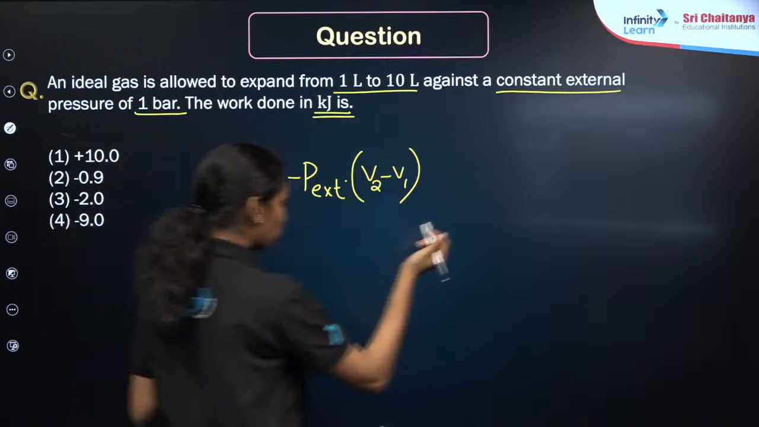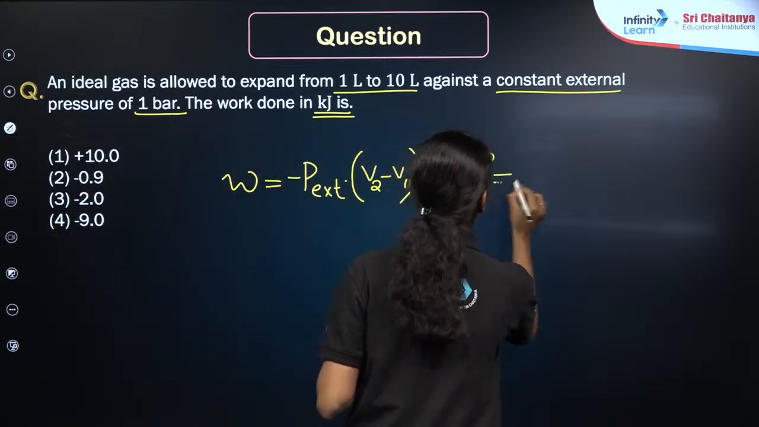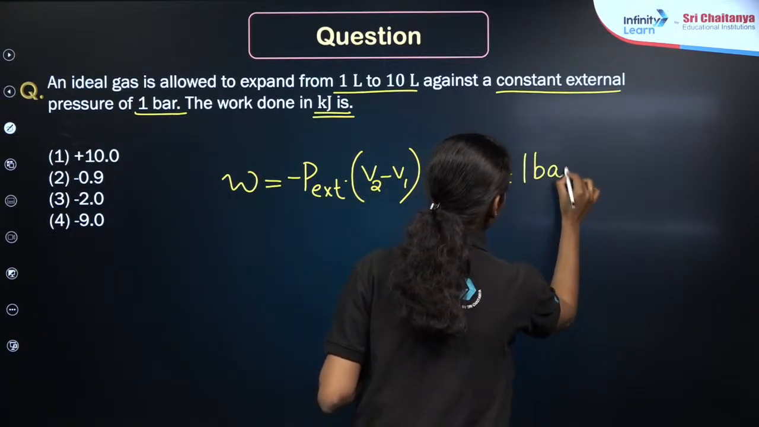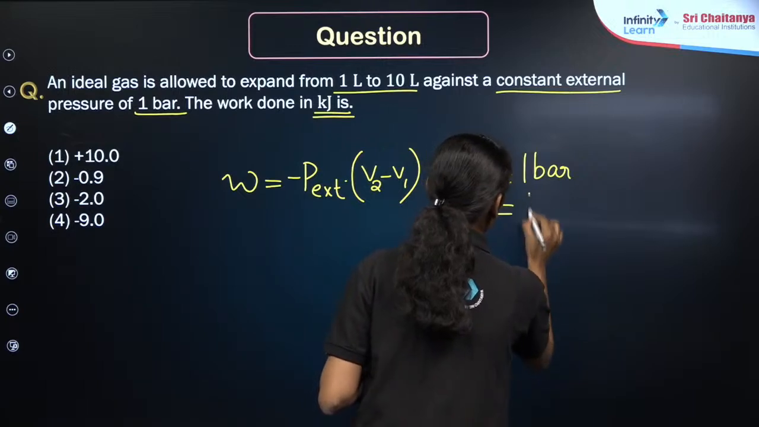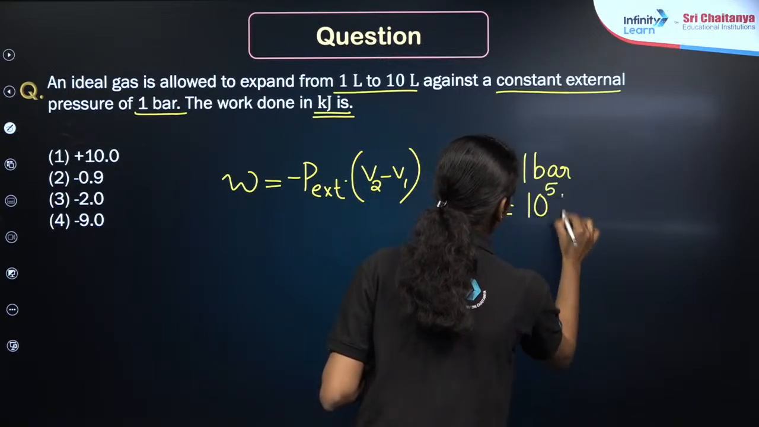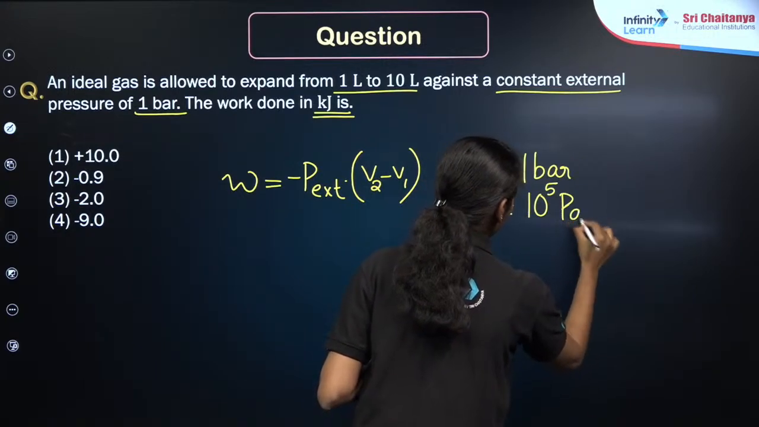So, first, pressure is given as 1 bar. So we have to convert it into Pascal. 1 bar is equal to 10 raised to 5 Pascal.